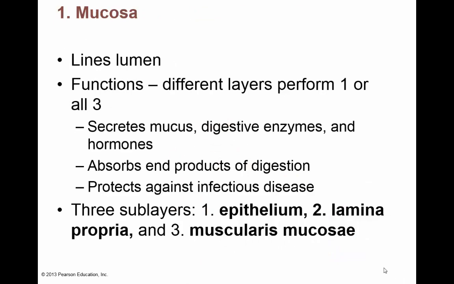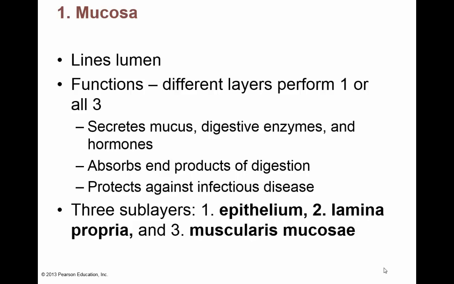The mucosa layer, again, starting from the inside, lines the lumen. This lines the hollow, empty space in the digestive tract, unless there's food in it. It has several different functions depending on where it is in the digestive tract. It could perform one of them. It could perform all 3 of them. Some of the things it can do: it can secrete mucus, different digestive enzymes, different hormones, depending on the cells it has. It could help a little bit in absorbing end products of digestion. It can also protect against infectious diseases. There are different cells in there that protect against bacteria and other types of infectious diseases from getting across. So it could have one, or it could do all 3 of those different functions.